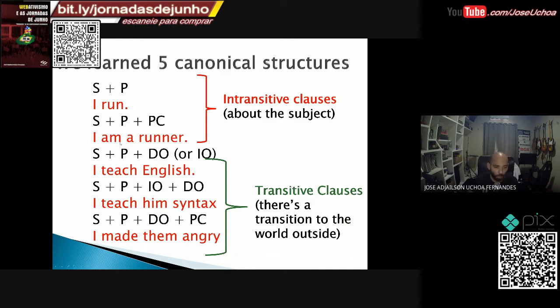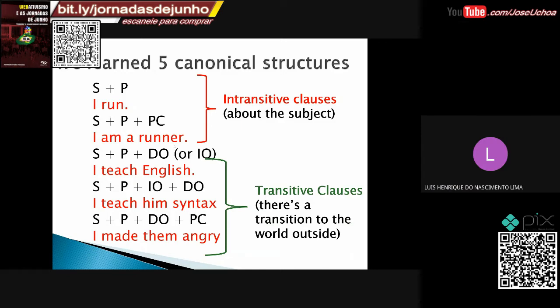Or I am a runner. In the first one, I have just subject and predicate. In the second one here, I am a runner: subject, predicator, and the predicative complement. A runner is what I am. I equals a runner. Right? Right. Okay.